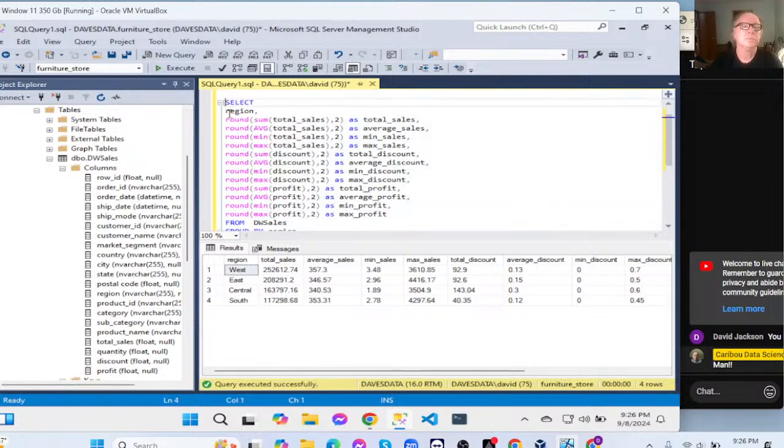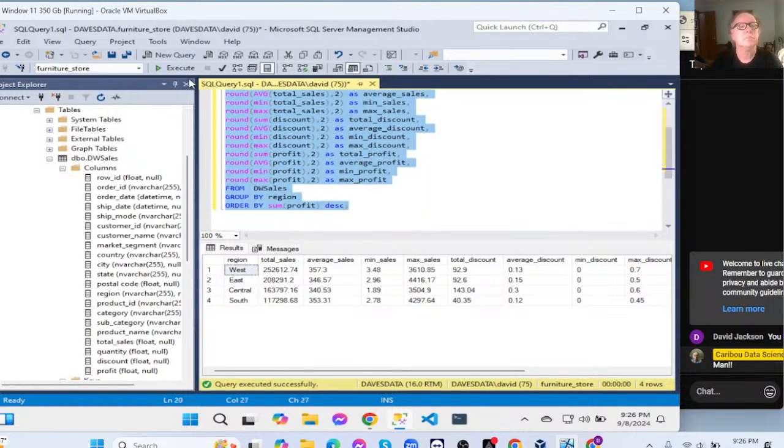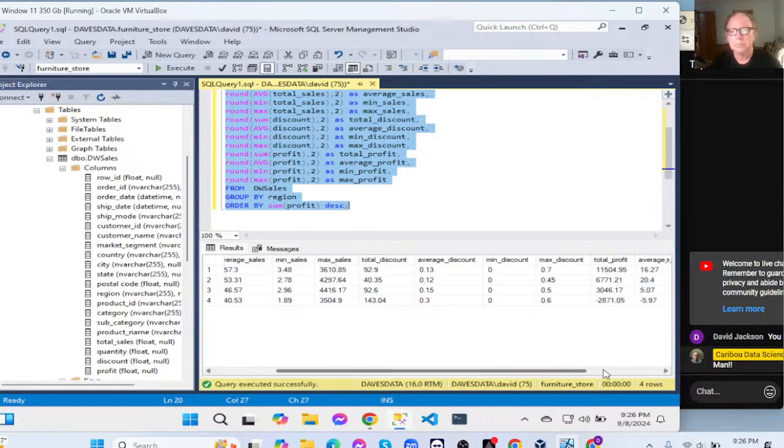So the West has the highest sales, that's no surprise. Also had the most number of orders. What about profit? Suppose we sorted it by profit instead.